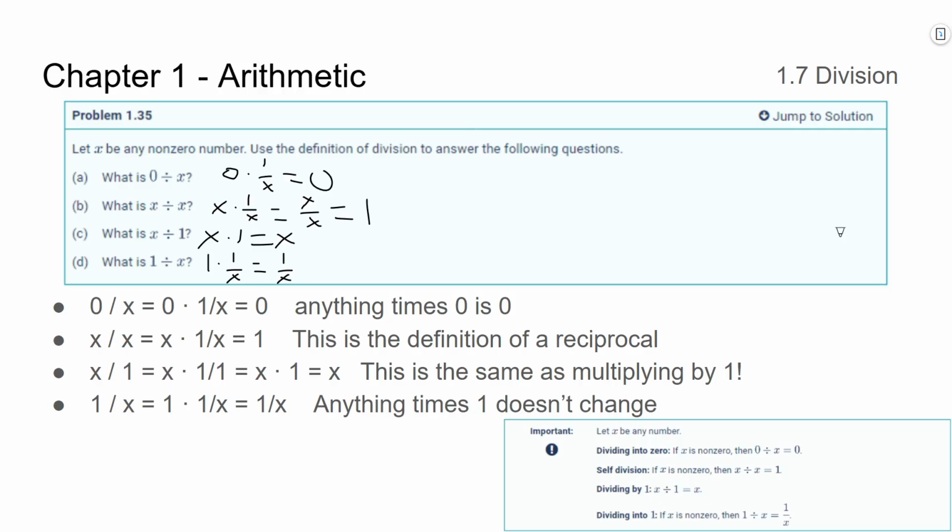You should have probably learned that with fractions, of simplifying fractions. If you have like 4 over 1, that's the same thing as just saying 4, because 4 divided by 1 is just going to give you 4. Dividing into 1, so if you do 1 divided by anything, then you're going to get that fraction back, the 1 over that x.